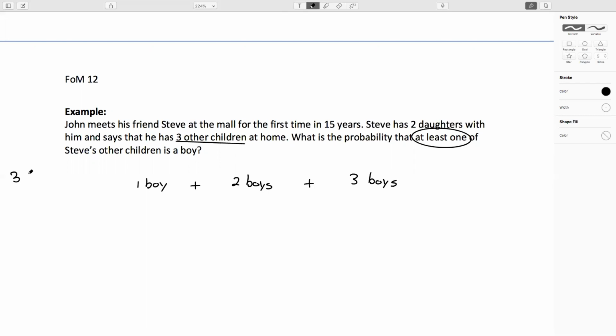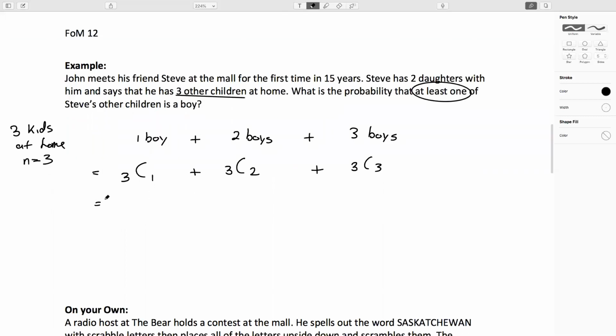So if he has 3 kids at home, n is going to be 3. And so if he has 1 boy and 3 children, the number of ways that could happen would be 3 choose 1. If he has 2 boys, there would be 3 choose 2 ways for that to happen. And if he has 3 boys, 3 choose 3 would be the number of ways for that to happen. We can go and calculate these now. 3 choose 1 is 3. 3 choose 2 is 3. And 3 choose 3 is 1.